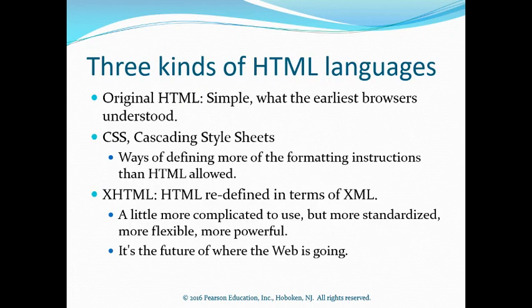There are three kinds of HTML languages. Original HTML is simple, what the earliest browsers understood. Then they introduced CSS, which is cascading style sheets. It's a way of defining more of the formatting instructions than HTML allowed. And then there's XHTML, which is HTML redefined in XML terms. It's a little more complicated to use, but more standardized, more flexible, and more powerful. And it's the future of where the web is going.